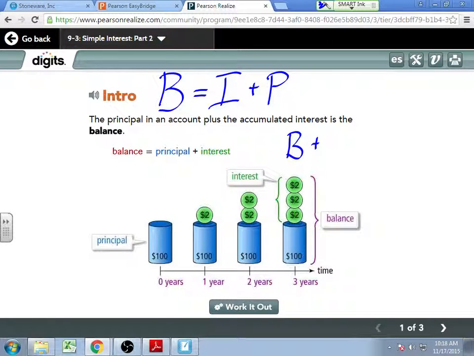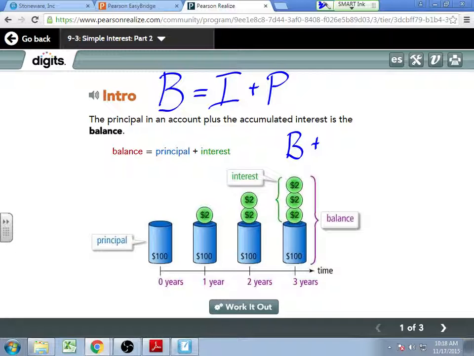All right. So to find the balance at the end of 3 years, Nate, how do I find the balance at the end of 3 years? How much interest have we earned?